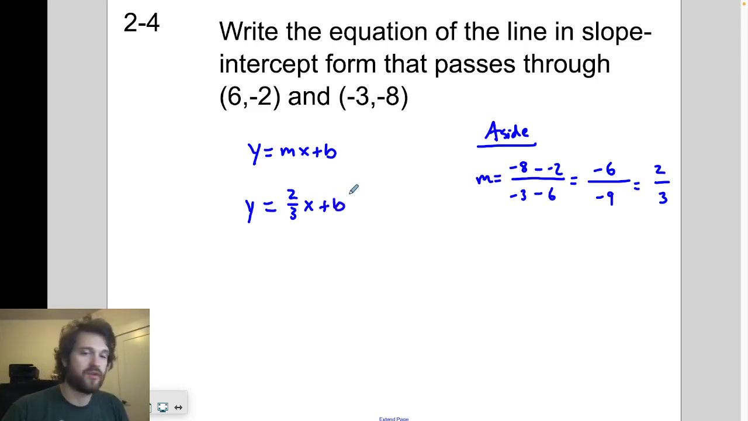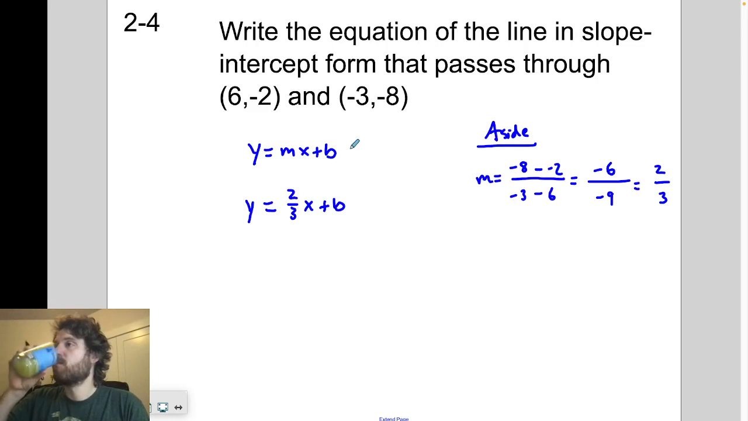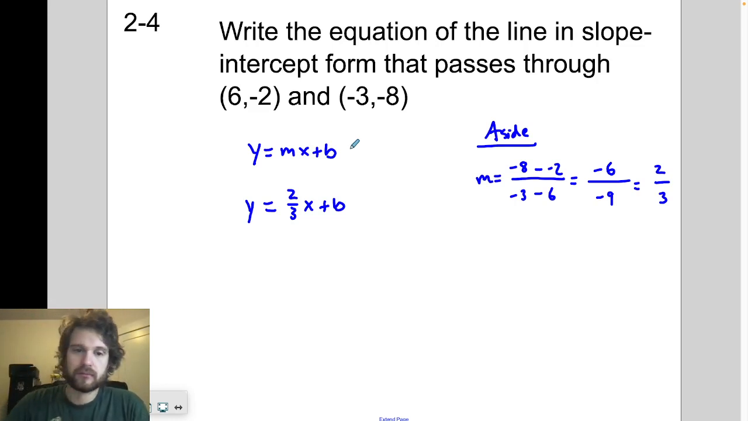We have reached a crossroads. Do we plug in this point or this point? Turns out it doesn't matter. You can plug in either and you'll get the same answer for b. The choice is up to you. I'm going to plug in this one because it's one negative number instead of 2.